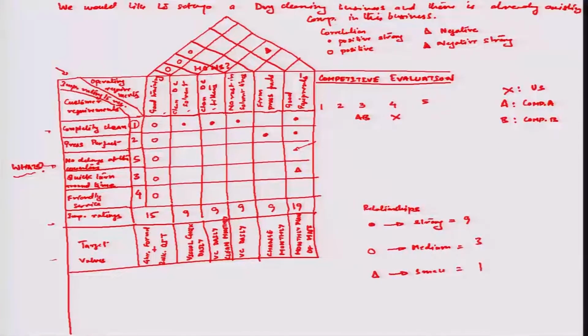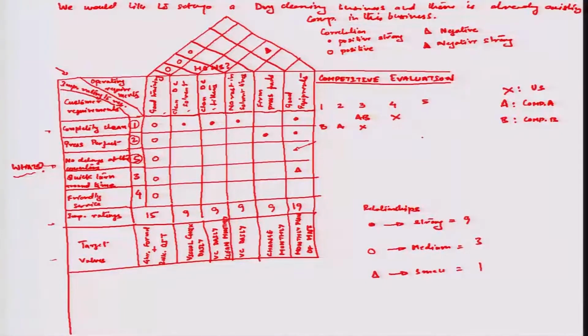Similarly, when we look at the perfect press, we see that B is not very good at it and A is reasonably good. So we can be somewhere around a 3 rating, so that we can have the second requirement, the perfect press requirement, met completely. The no delays at the counter requirement, which is slightly lower in importance when we talk about DC business, may be just done away with.